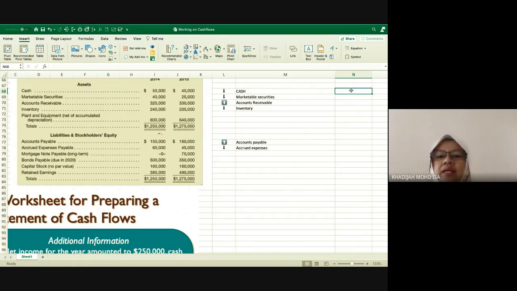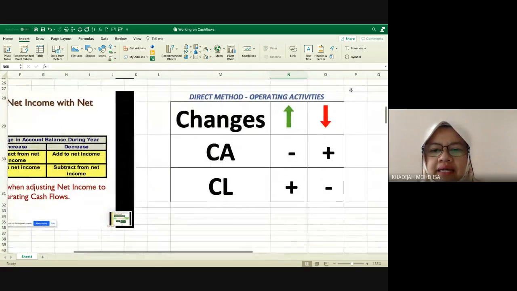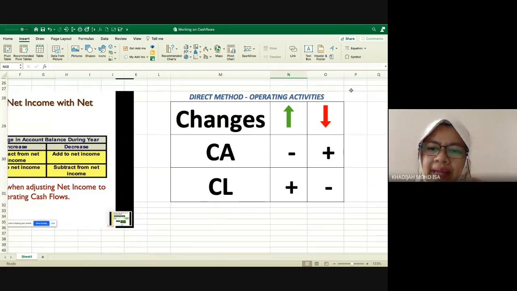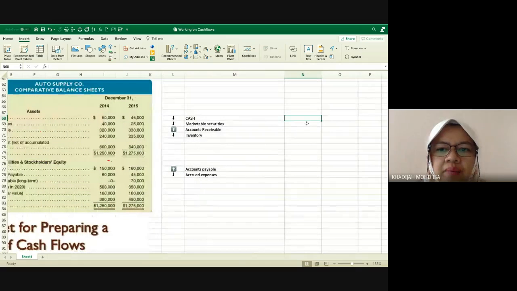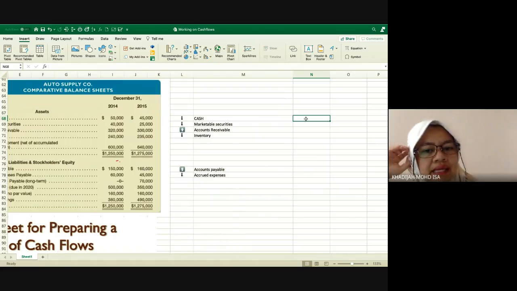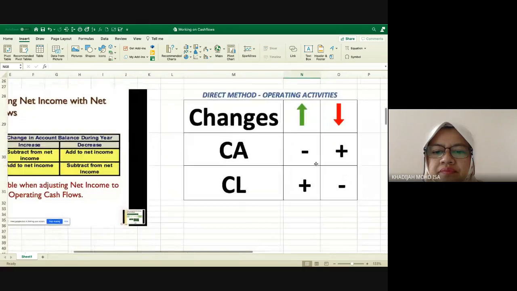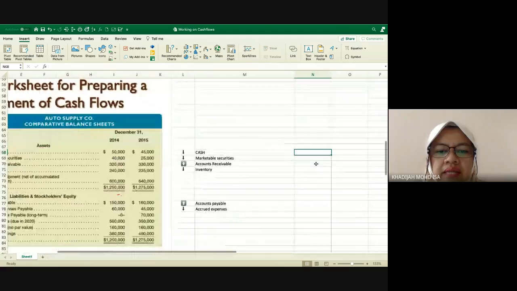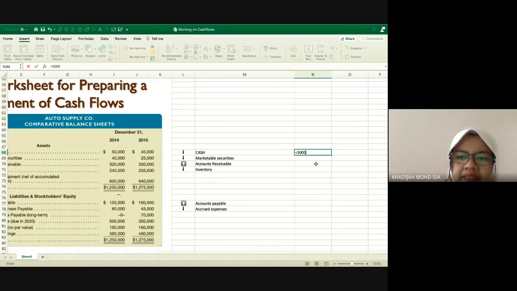Okay, so remember, when it comes to cash, then you go back to this. So in the direct method, if there is a current asset increase, you minus; if it decreases, you plus. So cash, how much is it? A decrease by 5,000. So remember, current asset decrease, you add. Current asset decreases, you add 5,000.